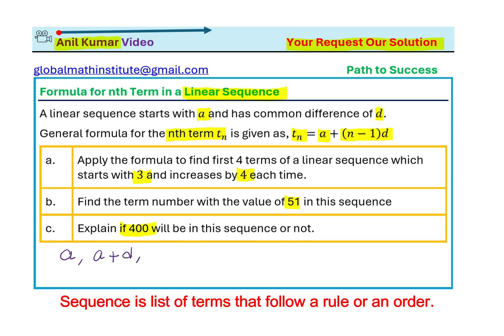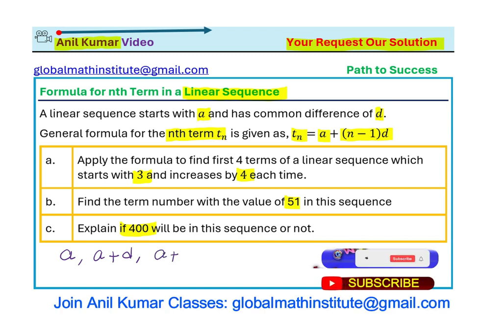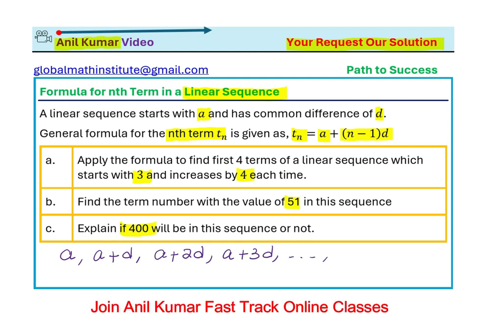Now A plus D minus A, which is the common difference, will always be D, right? If I add another difference D to it, it'll be A plus 2D. Then A plus 3D. Makes sense. So now you see the difference between any two terms in this sequence is D only. That is how we use the common difference, and we add it up to get the next term. So that is how the sequence continues.